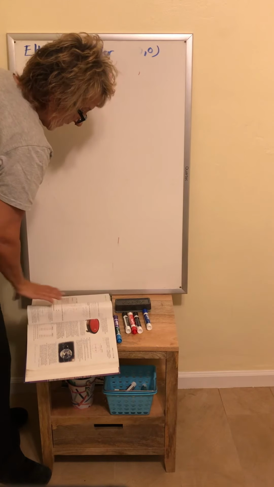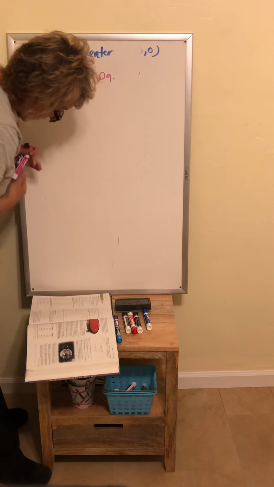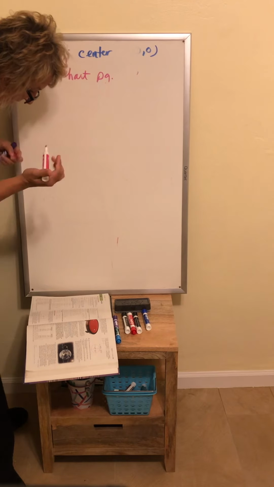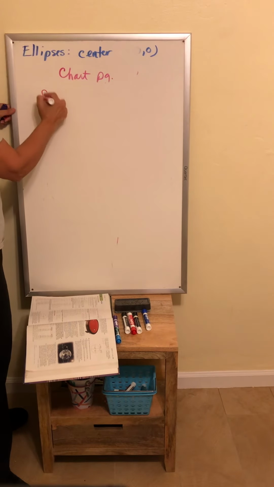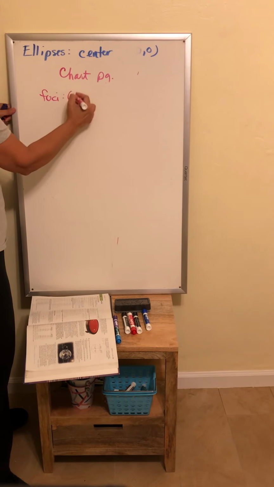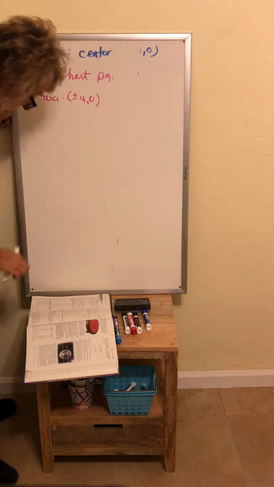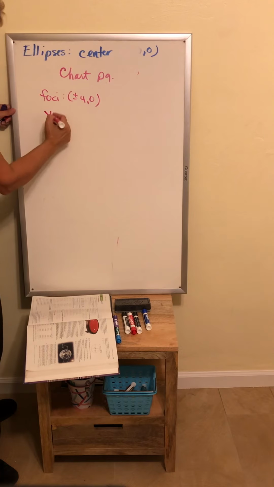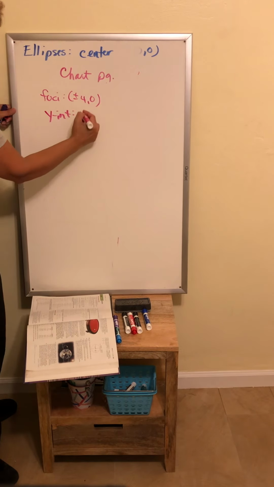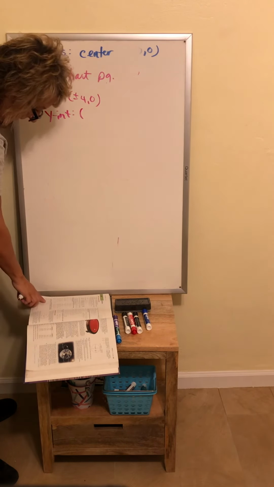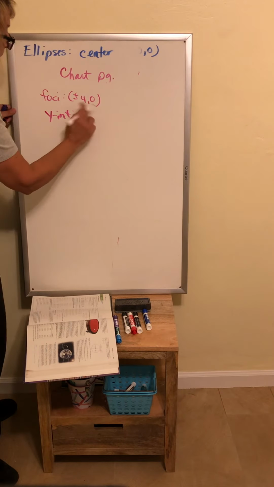So let's say you're given this information. You're given that the foci are at plus or minus 4, 0, and the y-intercepts are located at positive or negative 3.